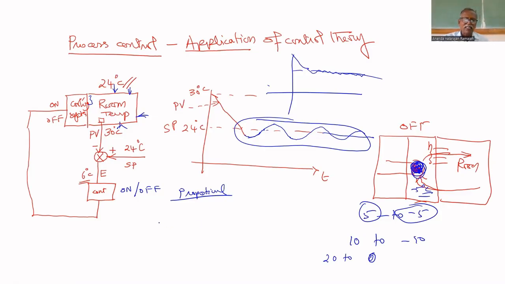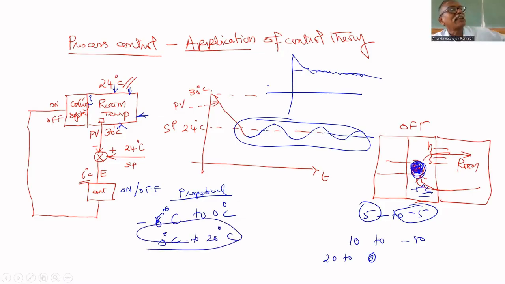So error varies from -6 degrees centigrade to 0 degrees centigrade. Because when it is 30 degrees, error is -6. When it is 24 degrees, the error is 0. If error is 6 degrees, I will make the cooling element 0 degrees centigrade, and at zero error, 20 degrees centigrade. Because I have to keep 25 degrees centigrade. Am I correct? This type of variation is called proportional controller, because the controller output is proportional to error.